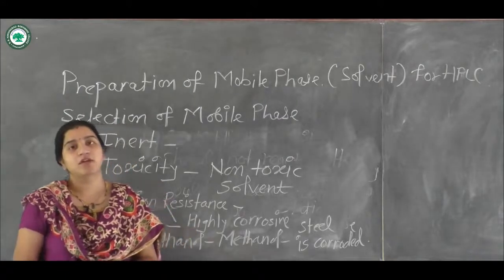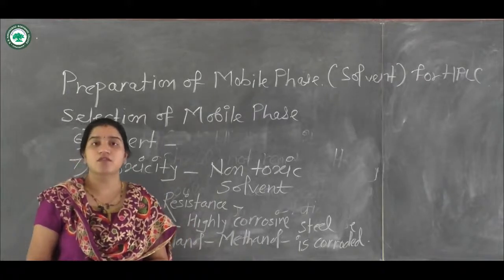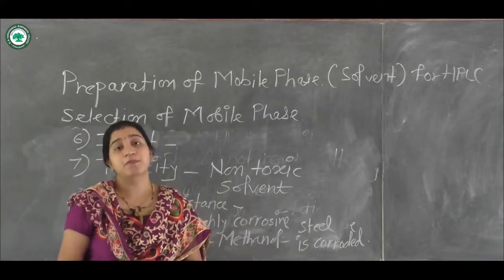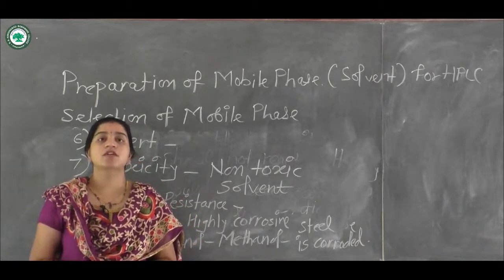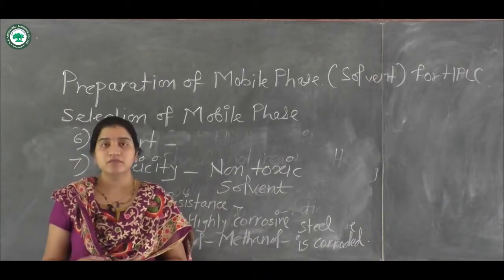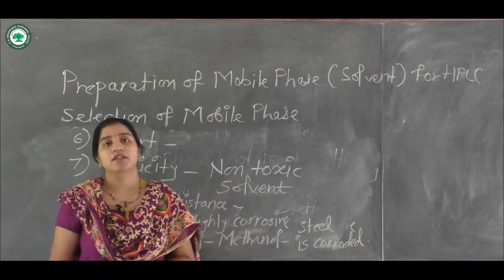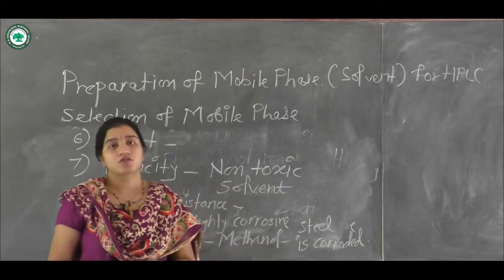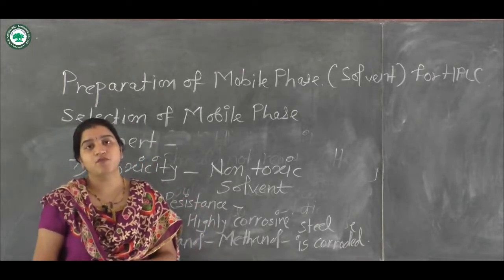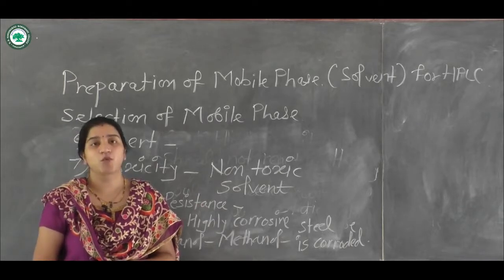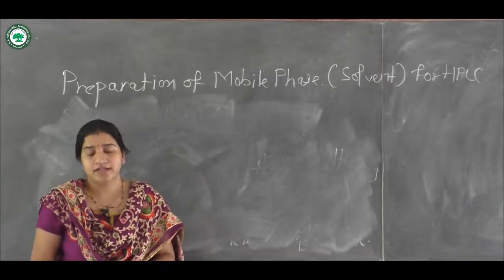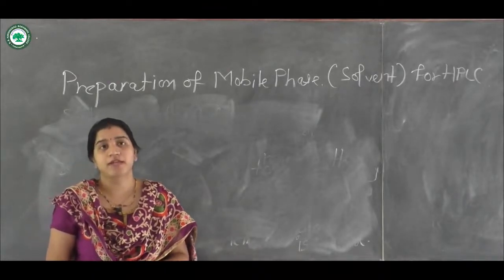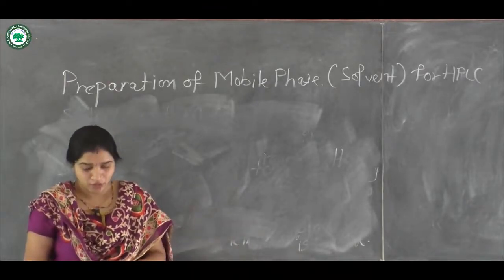Then the next important point, after selection of a solvent, is the preparation. So you have to prepare the mobile phase, or you have to prepare the solvent, for the HPLC analysis. So the next point is the preparation of a solvent or a mobile phase. Now what are the different points that you have to consider while preparing the solvent for a mobile phase?